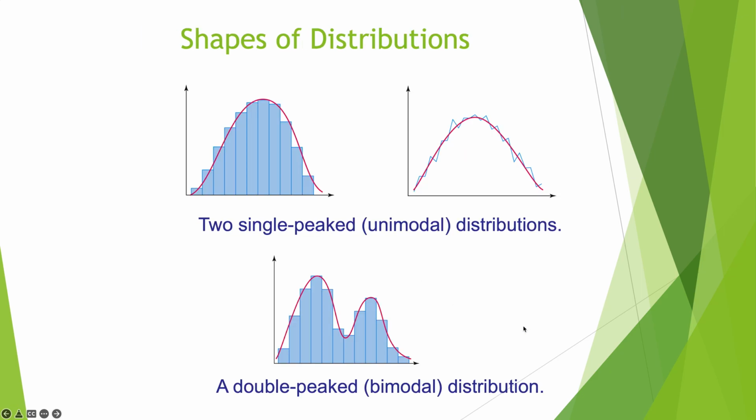Shapes and distributions. Now, the first one is pretty close to what we call normal curves. Not exactly, but pretty close. And we would say that they are unimodal. They have a single peak.